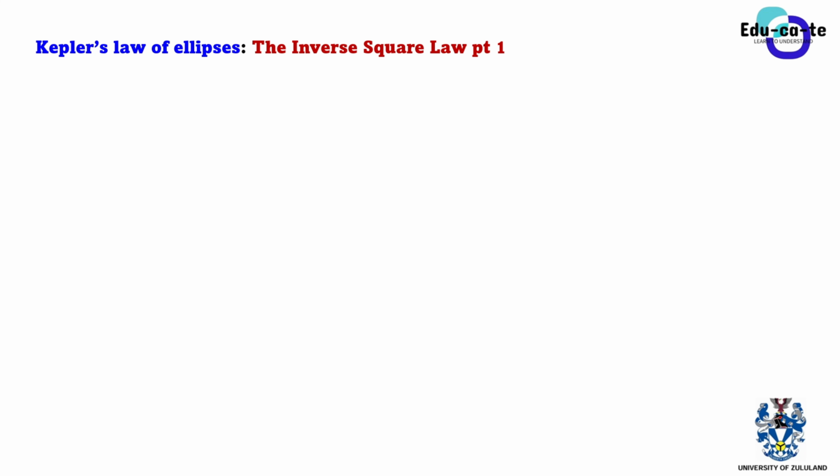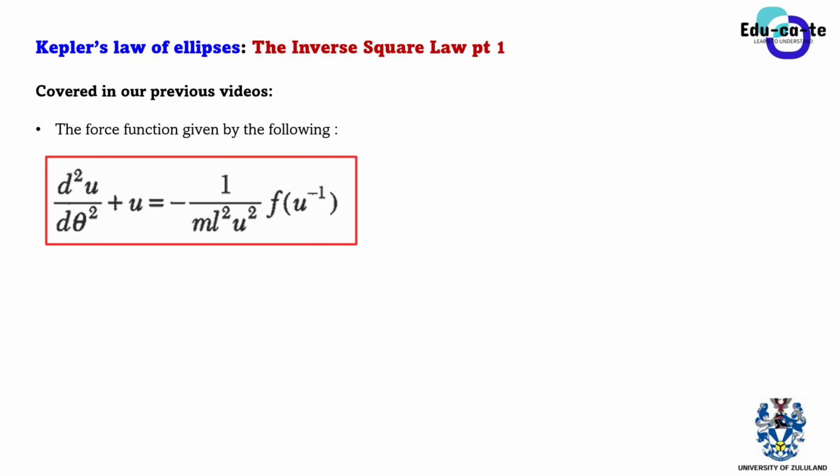Let's talk about Kepler's law of ellipses, which is the inverse square law, part 1. In our previous videos, we covered that the force function is given by the following equation: d squared u over d theta squared plus u is equal to negative. You can see that this is the formula for the force function. We have proven that in our previous video, and we even did an example on that.